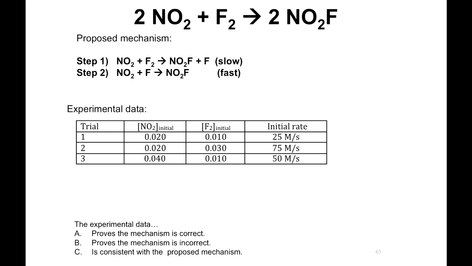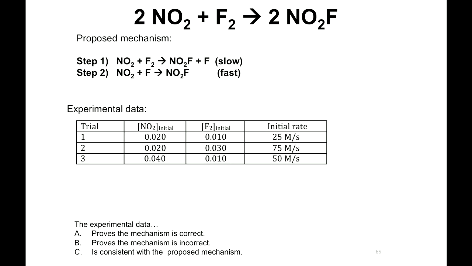This is more likely how an exam question will be proposed. Here's my mechanism. There's the overall reaction. There's the experimental data. Does the data prove the mechanism is correct, prove it's incorrect, or is it consistent with the proposed mechanism? So there's lots of things to unpack here. We need to, 1, get the rate law, given the mechanism. We just did a bunch of those.